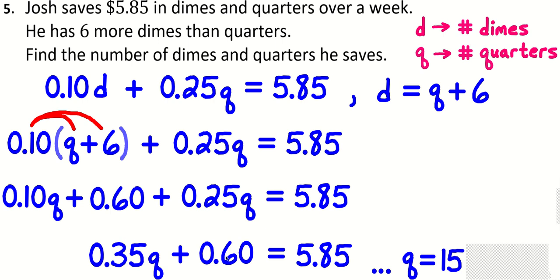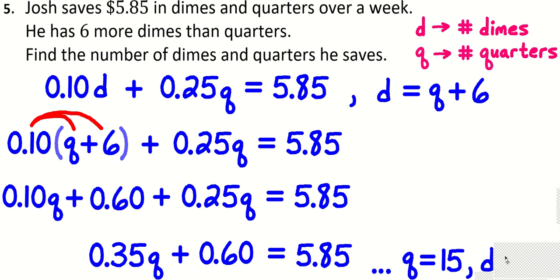You might not be out of room, but what's going to happen next? Aren't we just going to subtract 0.60 over to the other side and then divide both sides by 0.35? And if we do that, we're eventually just going to get Q equals 15. So what does that mean? What does Q equals 15 mean as a solution? I'm not trying to trick you, it just means there's 15 quarters. So remember, Q is the number of quarters, so this means we had 15 quarters.